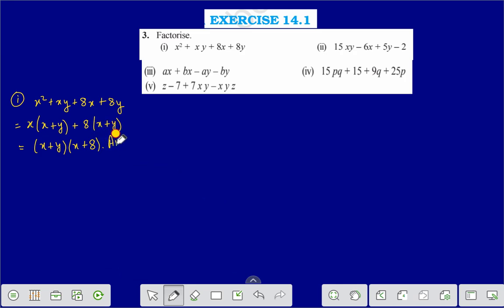Now solve question number 2. Question number 2 is 15xy minus 6x plus 5y minus 2.